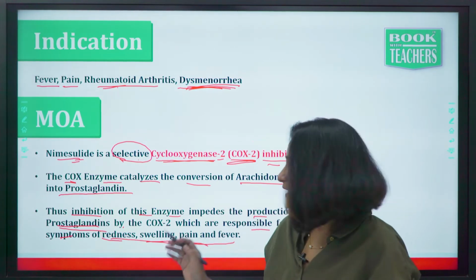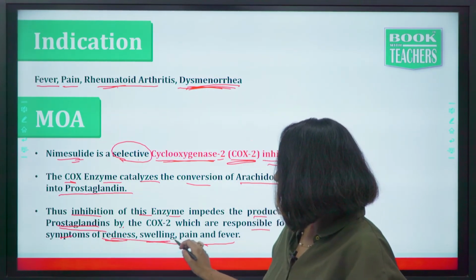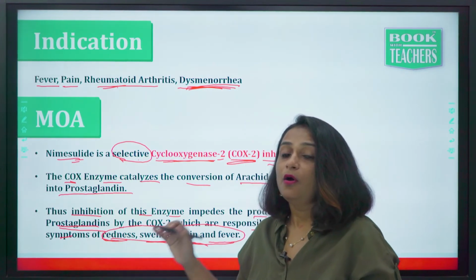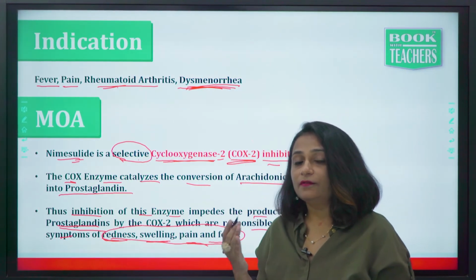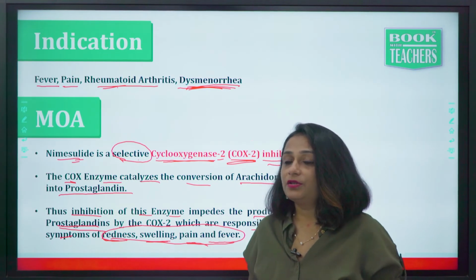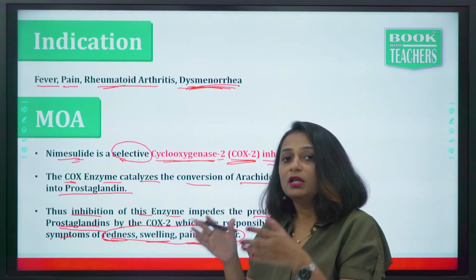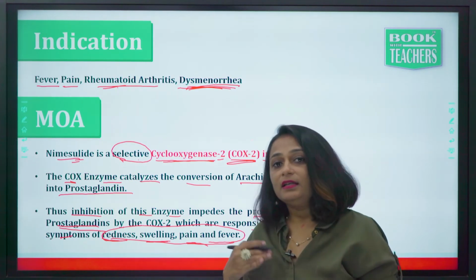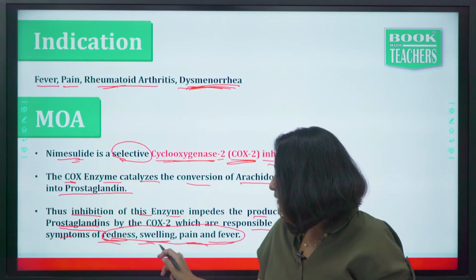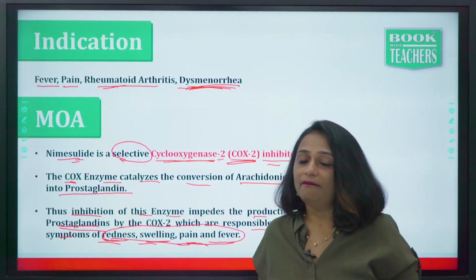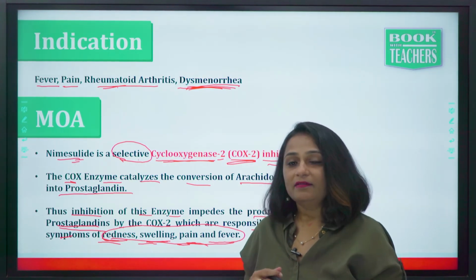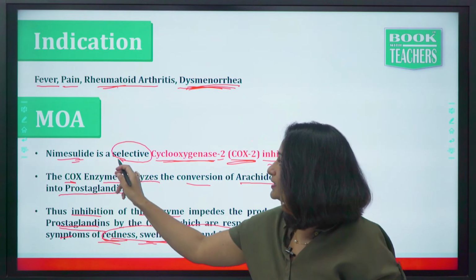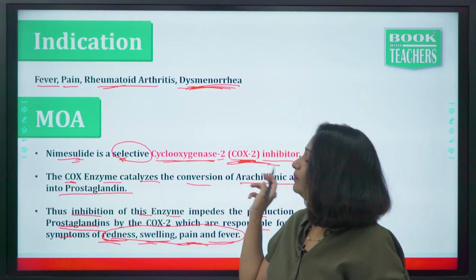Because of these prostaglandins, redness, swelling, pain and fever, all these conditions happen whenever there are high levels of prostaglandins in your bloodstream. So what does our Nimesulide do? Nimesulide decreases the production of prostaglandins. In this way, the redness, swelling, pain and fever will fade away. So this is the very simple mechanism, as it belongs to the class of selective COX-2 inhibitors.